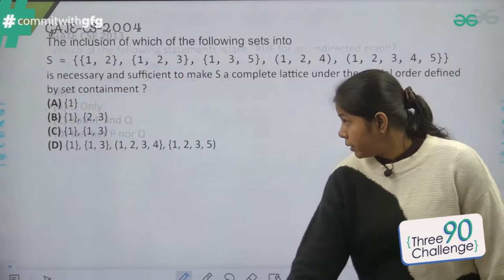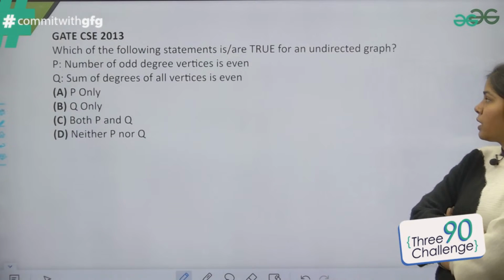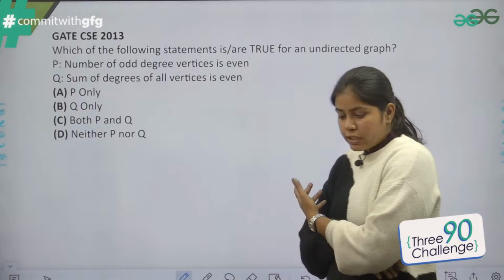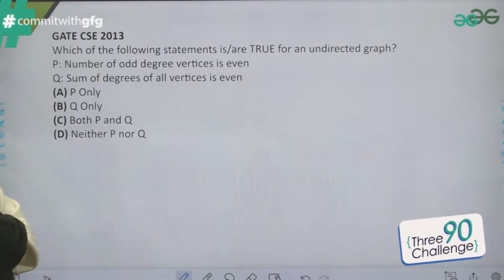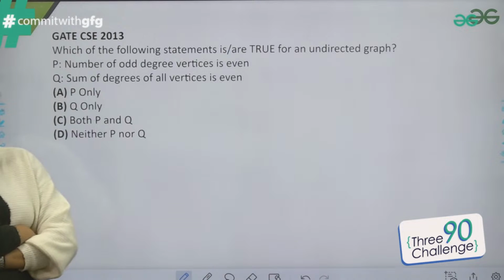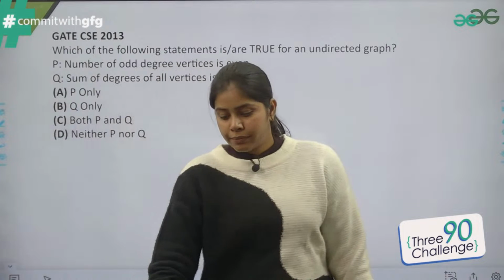So let's see further. So guys, this is another question. Which of the following are true for an undirected graph? These are questions from graph theory. The number of odd degree vertices is even; the sum of degrees of all vertices is even. Which of the options is true, guys?